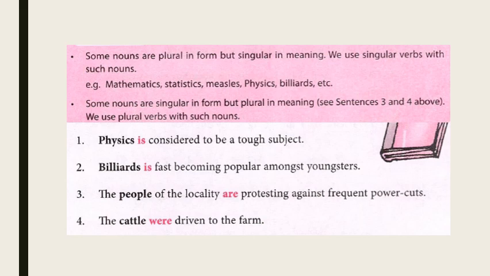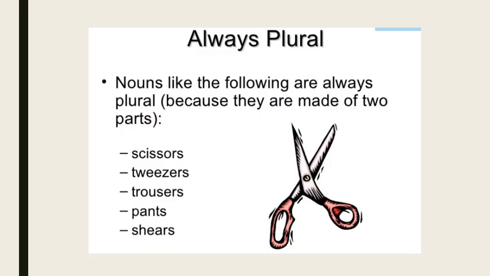At the same time, some nouns, though they appear singular in form, are plural in meaning. For example, people. Though we don't have S over there, people is nothing but plural. So we need to write the plural verb. The cattle. Cattle also is plural, isn't it? So we need to write a plural verb. So the cattle were driven to the farm. The people of the locality are protesting against frequent power cuts.